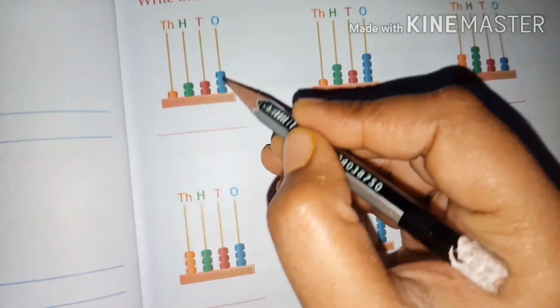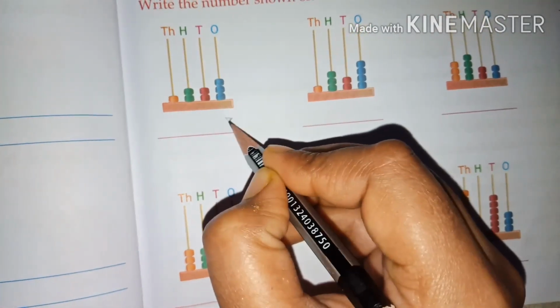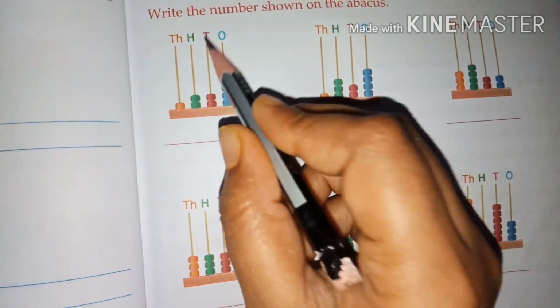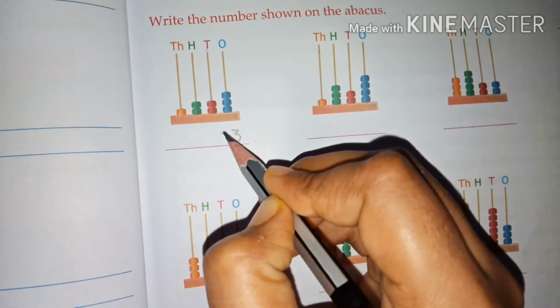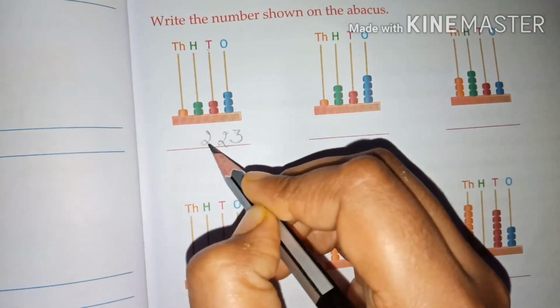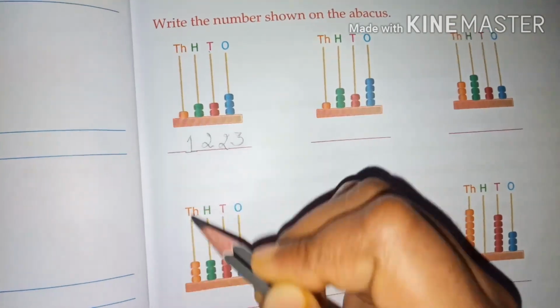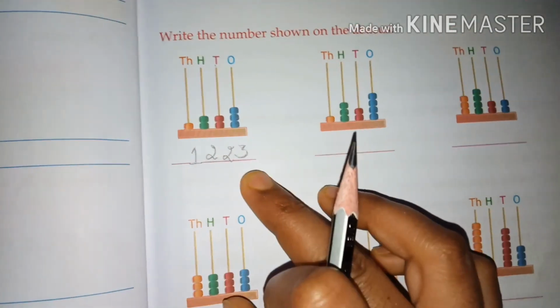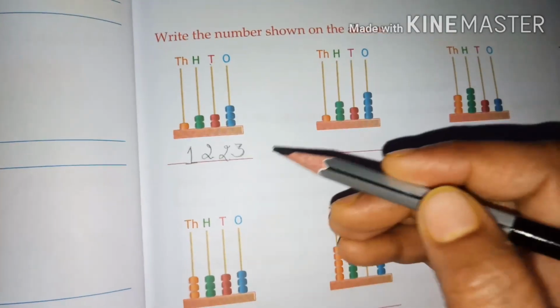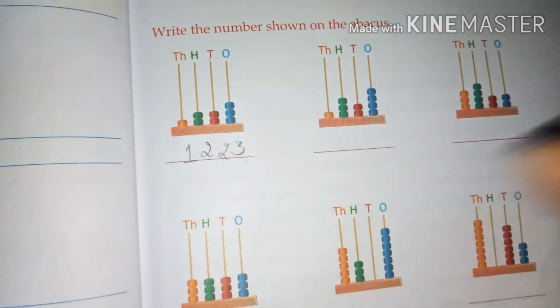Now next is write the number shown on the abacus. So at the ones place we have 3 beads, so I will write 3 here. Then in the tens place we have 2 beads, so I will write 2. In the hundreds place also it's 2 beads, and the thousands place it has 1. So in this manner you can write the solution on the abacus.